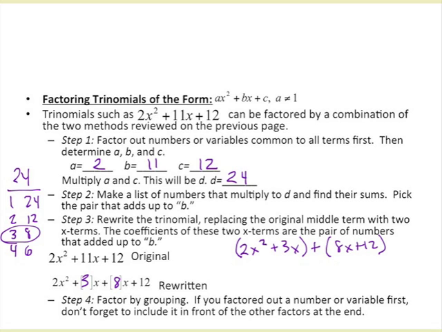What's in common in the first group? X. So I leave 2x plus 3. What's in common in the second group? 8, nothing. 4. So I leave 2x plus 3. Okay? Just like yesterday, what's left in the groups should match.